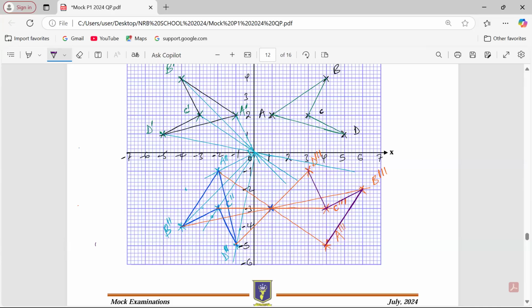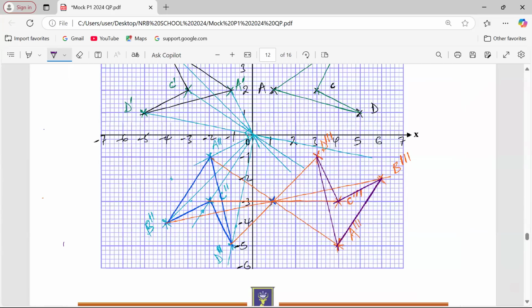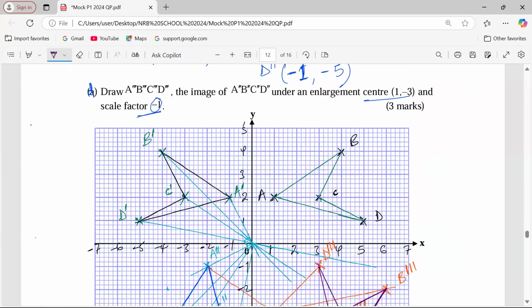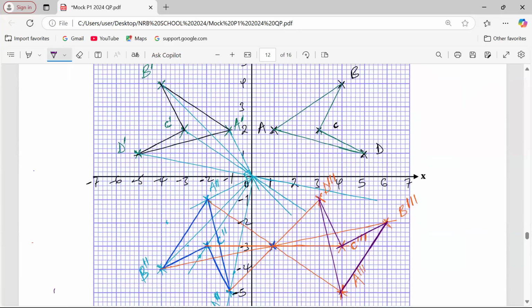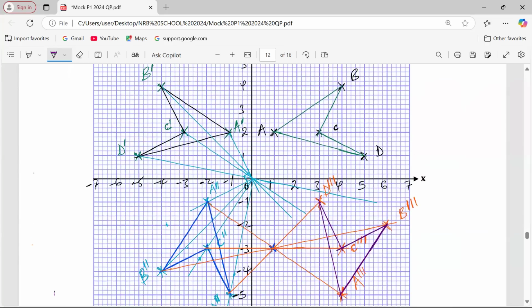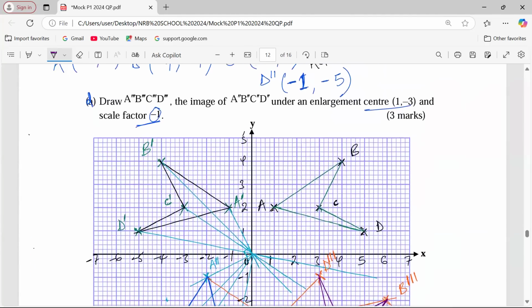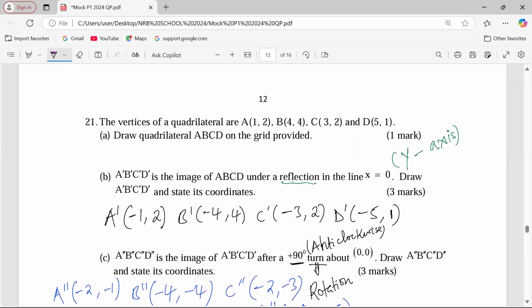Then from D back to A, so that I get the full figure. See now? So we have the full image after the enlargement. Have we been taught to state the coordinates? Not really. We just enlarge that way. So we have enlarged that way through a center, scale factor -1. So we are already done with the 10 marks for question number 21.